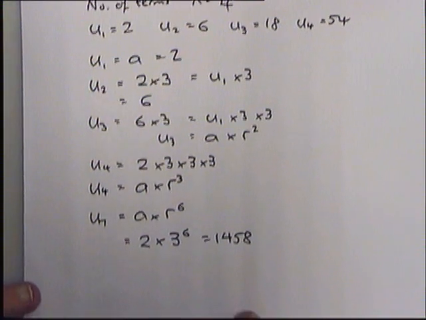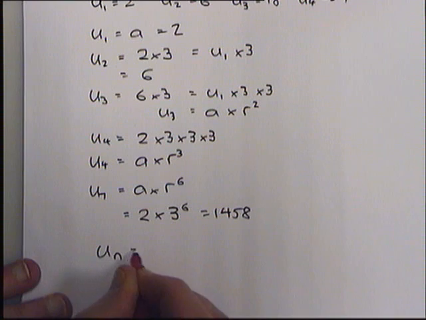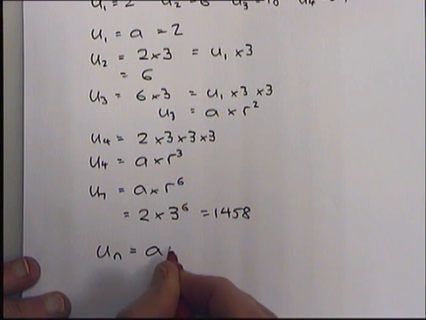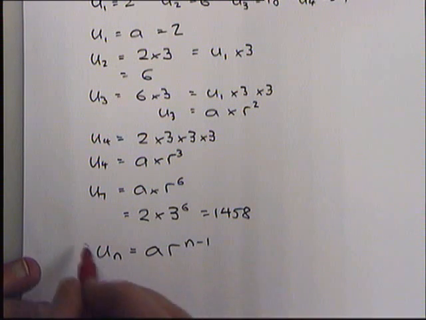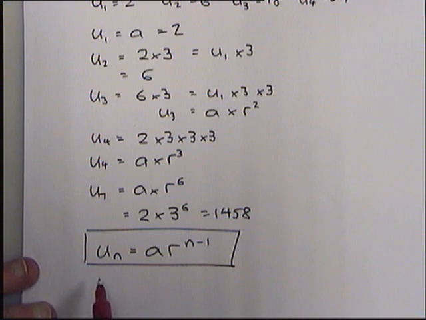And from here you can see there's a pattern going on, and you can get a general result that the nth term is equal to A times by R to the n minus 1. And that is one of the key formulae in geometric sequences. The nth term is A times by R to the n minus 1.